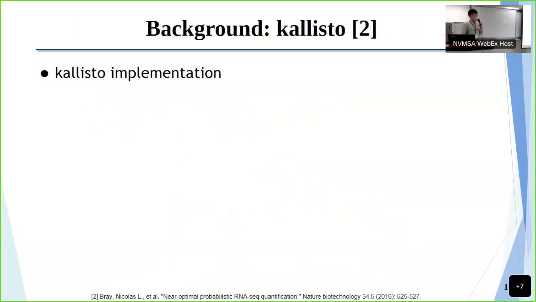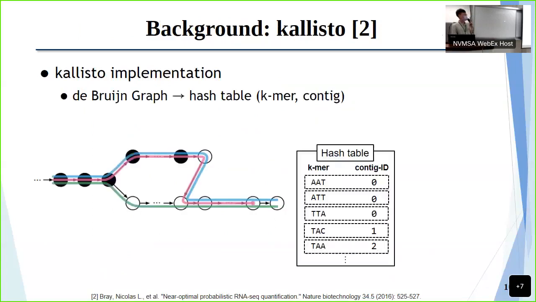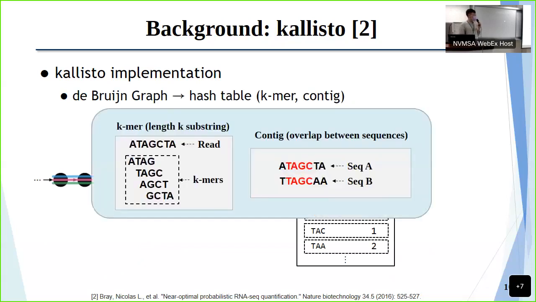This is Kallisto, one of the famous quantification software for short reads. The way Kallisto works is that it first builds a transcriptome de Bruijn graph. In the graph, each node is a k-mer, and the whole graph is stored by a hash table. In the hash table, the key is the k-mer, and the value is the k-mer's corresponding contig. A contig means an overlap between sequences, and k-mers mean all length-k substrings in a sequence.